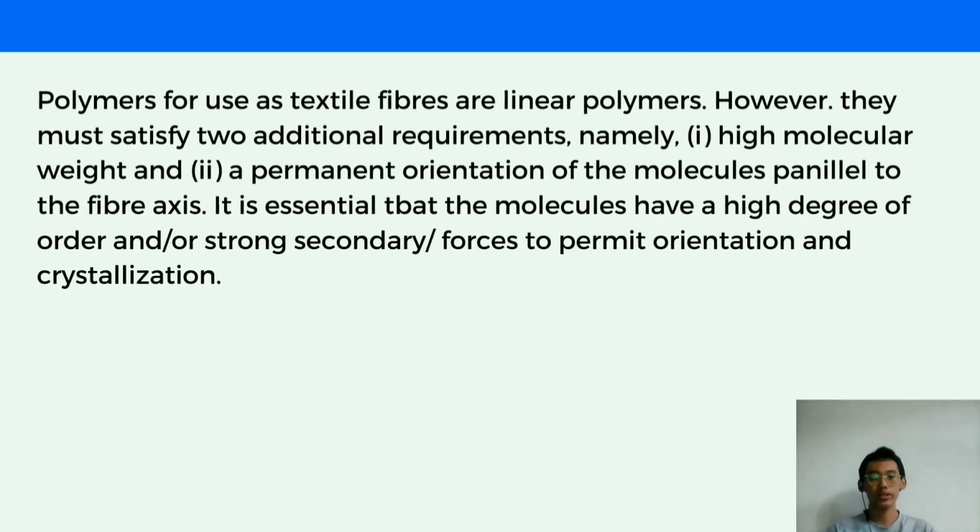Polymers for use as textile fibers are linear polymers. However, they must satisfy two additional requirements, namely high molecular weight and a permanent orientation of the molecule parallel to the fiber axis. It is essential that the molecule have a high degree of order and a strong secondary force for orientation and crystallization.